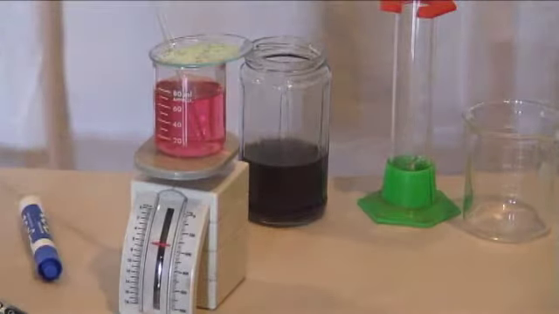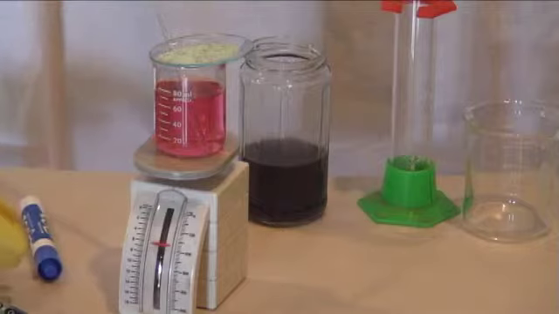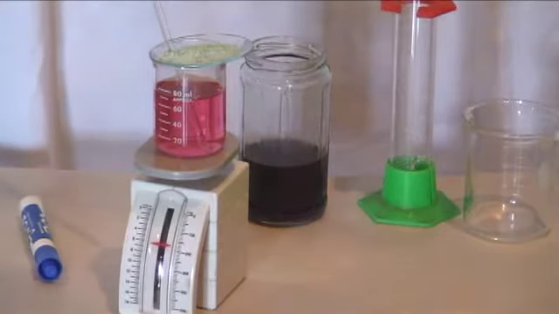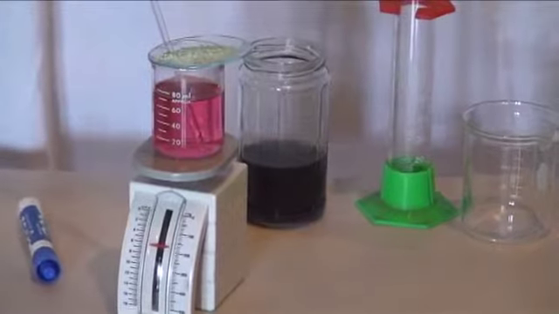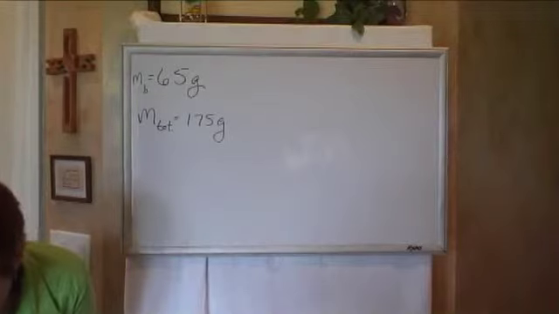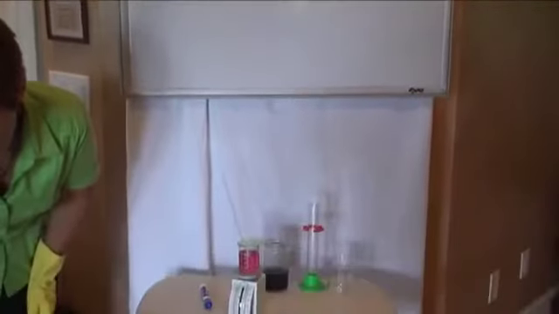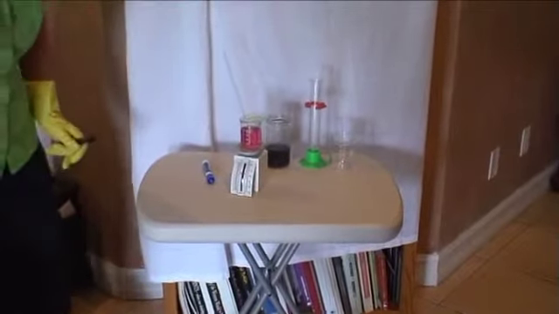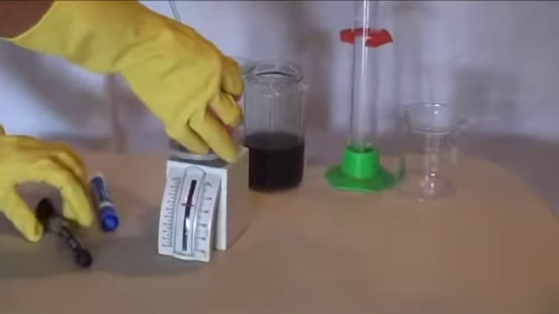Okay. And so we have that all together, and then he says to measure the mass of the total assembly. So the total assembly looks like 175. So we're going to say mass total equals 175 grams. After you've measured this whole apparatus, it says to dump the lye into the vinegar. So we're going to dump the lye.